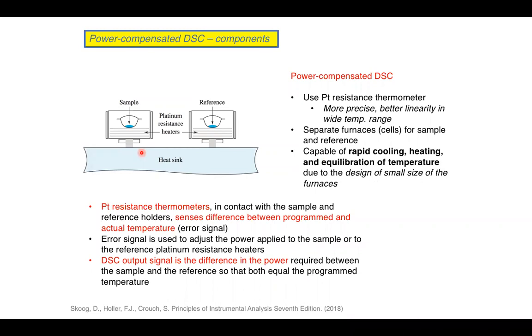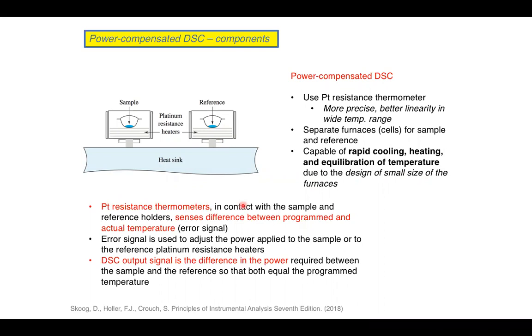So, the different components in a power compensated DSC. We use a platinum resistance thermometer. This is more precise, with better linearity in a wide temperature range. We have separate furnaces or cells for the sample and the reference. It's capable of rapid cooling, heating, and equilibration of temperature due to the small size of the furnaces. Because they're small, they don't require a lot of energy to heat up.